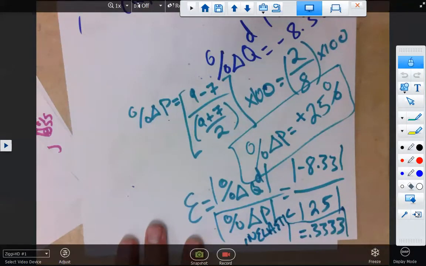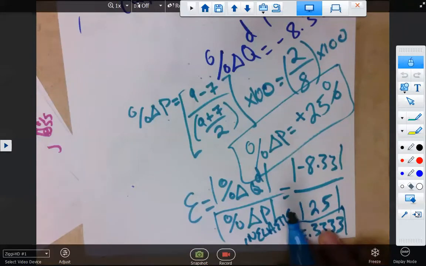Make sense, everybody? This was bottles of perfume. It's just the end of the chapter. Question. Bottles.